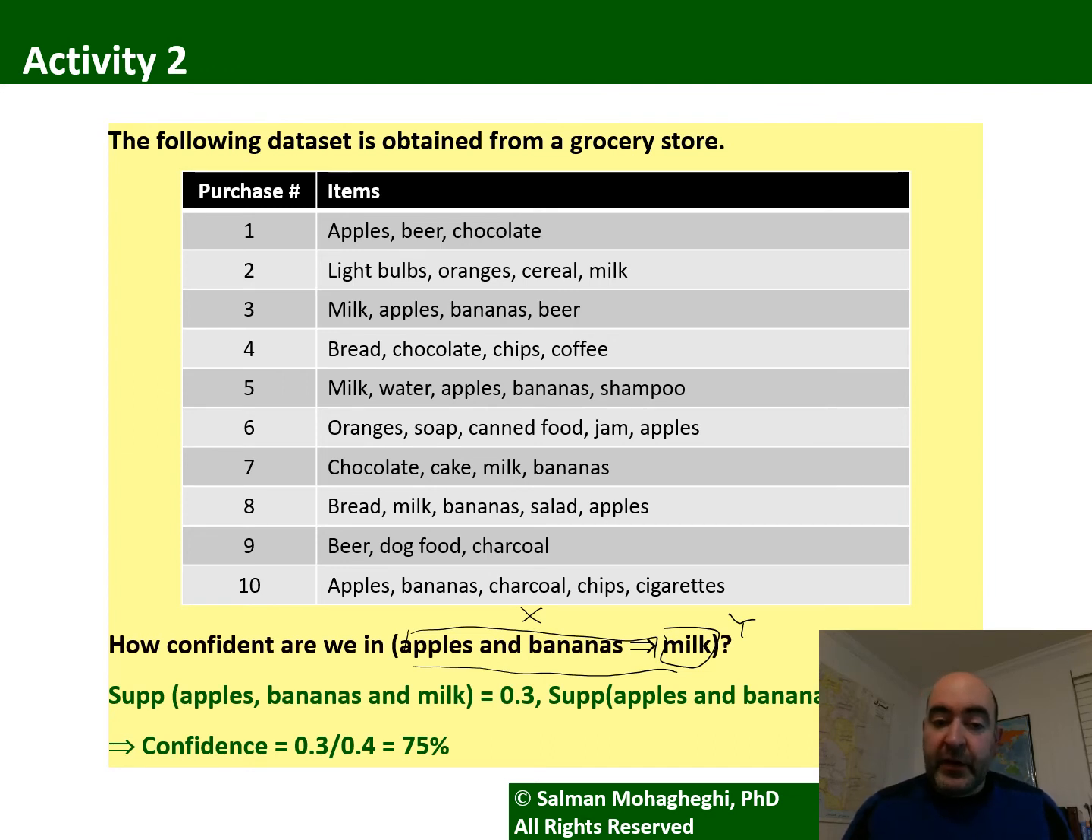So now the confidence will be support for X, then Y, which is 30% or 0.3, divided by support for X, which is 40% or 0.4. So we have 75% confidence in this rule that we have defined, apples and bananas, then milk. So if someone purchases apples and bananas, we are 75% confident that he or she will also purchase milk.